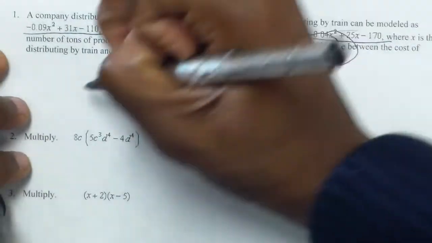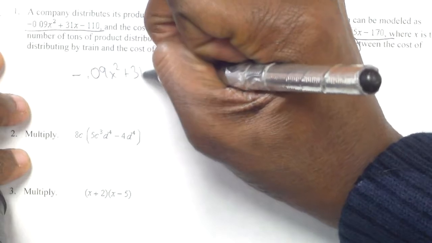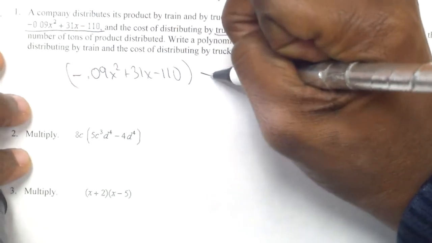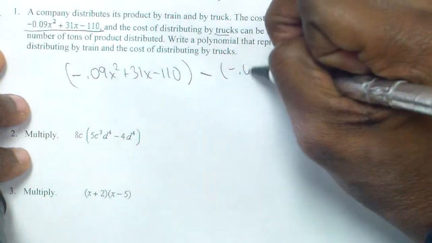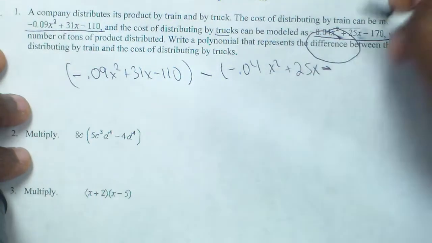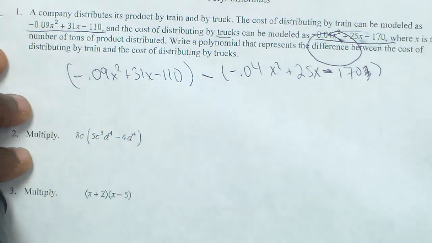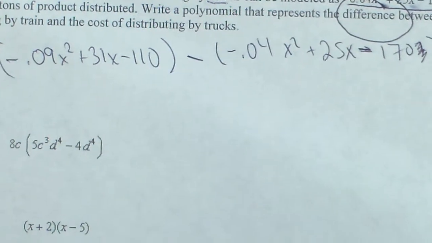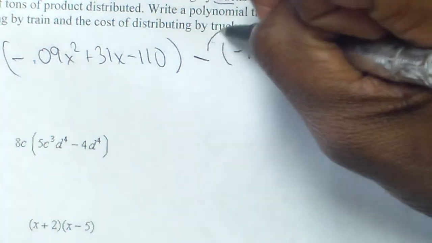So you should have written negative 0.09x squared plus 31x minus 110. And then it says minus negative 0.04x squared plus 25x minus 170. Let me scoot that in a little bit. There we go. It's a little better. Remember, we're doing a difference of both, so you're going to have to distribute this.